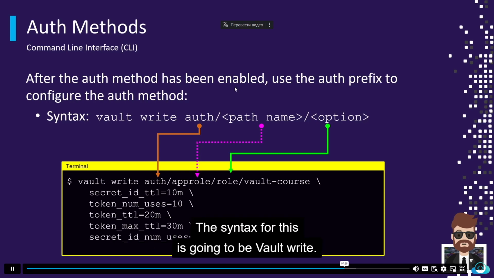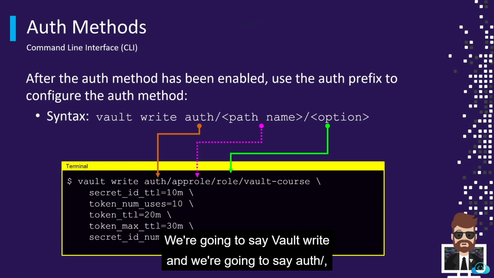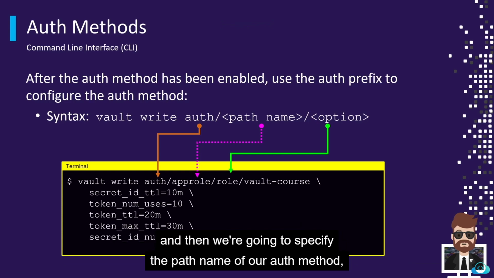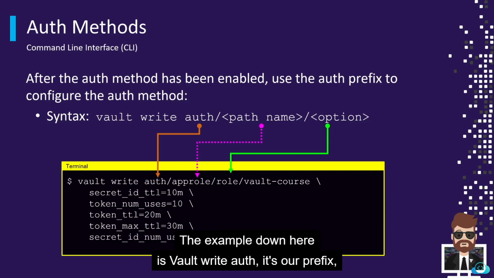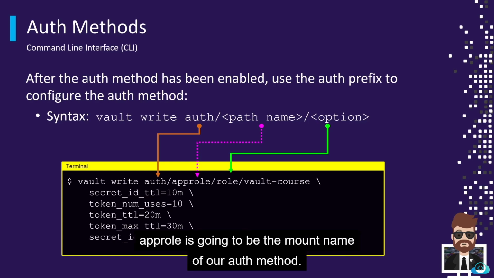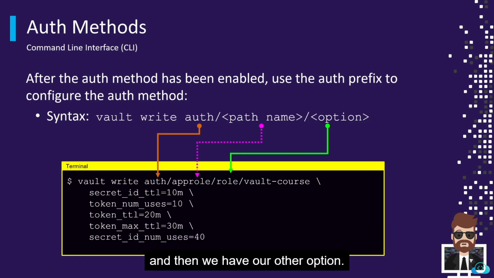So the syntax for this is going to be vault write. In this case, we're going to make a change to our auth method. So we're going to say vault write, and we're going to say auth slash, and then we're going to specify the path name of our auth method, and then we're going to provide it with the options after that. So the example down here is vault write auth. That's our prefix. approle is going to be the mount name of our auth method. So in this case, we just kept it as the default of approle. And then we have our other options.